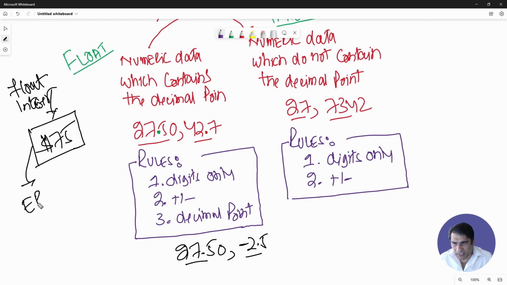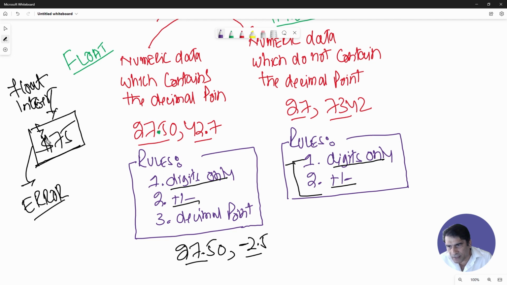What do we mean by error? Error means the computer won't understand what this thing is. The computer will never understand what this thing is. Why? My friends, look at the rules. The rules for the integer: it can contain only digits and plus minus sign. And rules for the float: it can contain only digits, plus minus and decimal point.